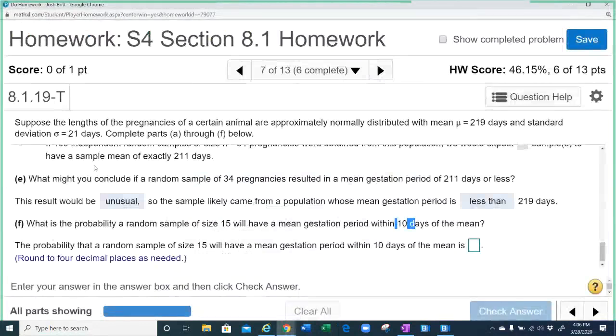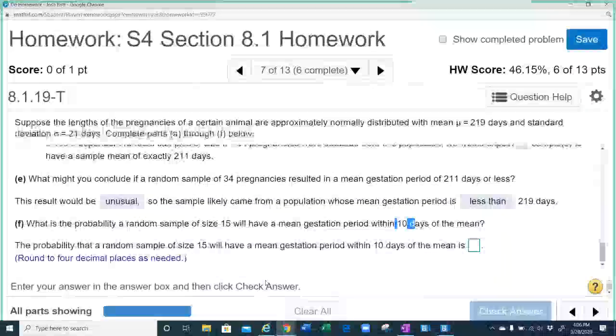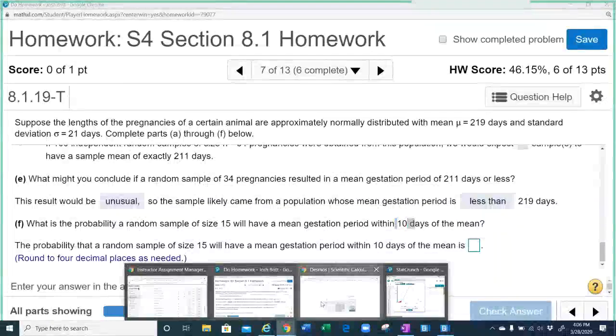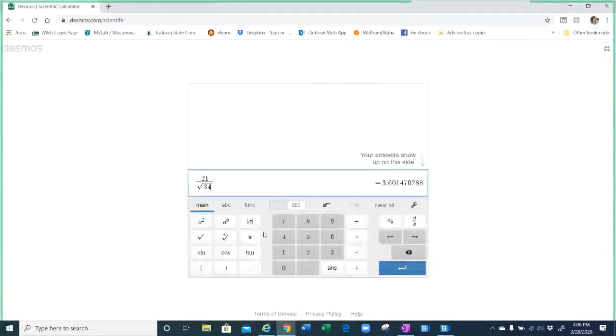It's 21 divided by square root sample size. So 21 divided by square root 15, and that gives me 5.4223.